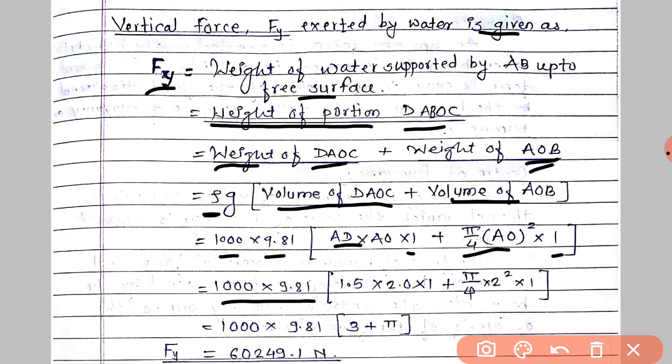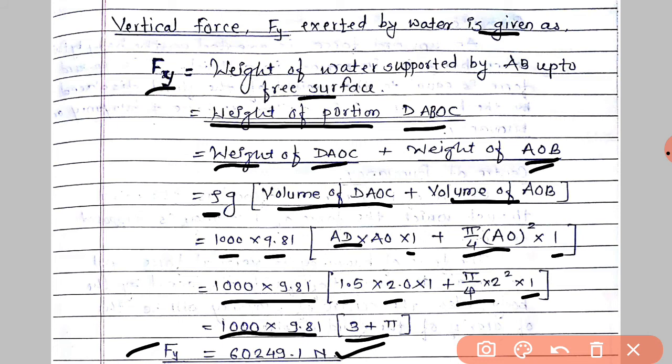So this is as it is. The value of AD is 1.5 and the value of AO is 2.0, so 1.5 into 2.0 into 1 plus pi by 4 into 2 square into 1. So it comes as this value as it is into 3 plus pi. By solving this, with pi as 3.14, we will get Fy equal to 60249.1 Newton. This is our required value of Fy.